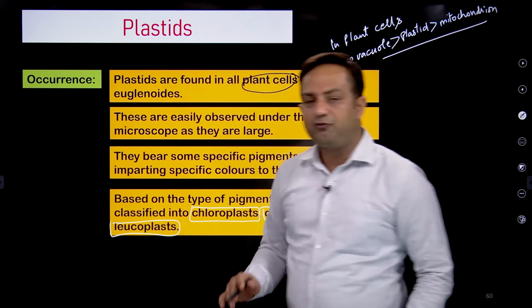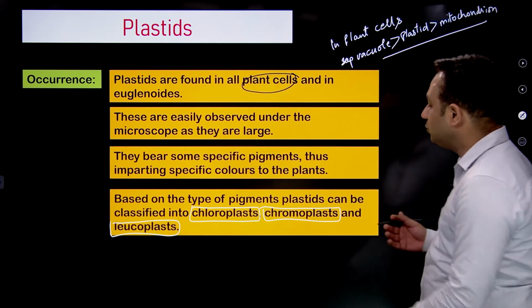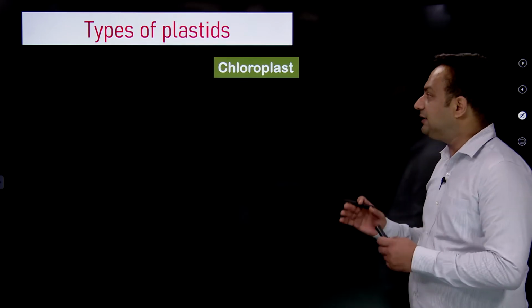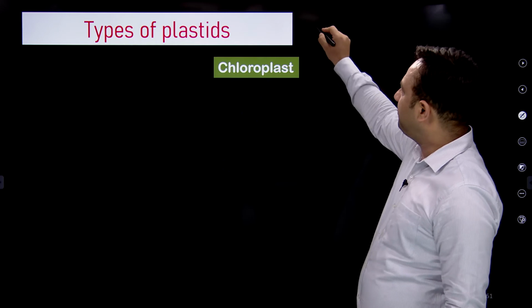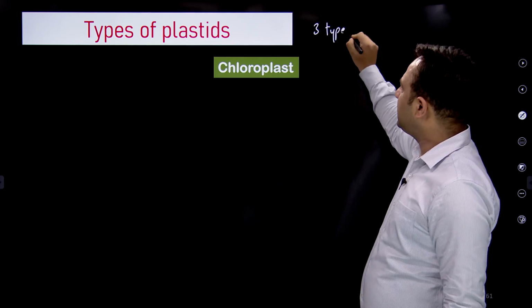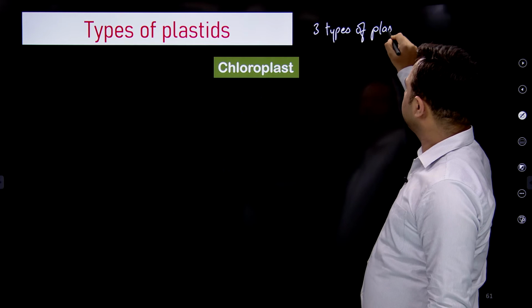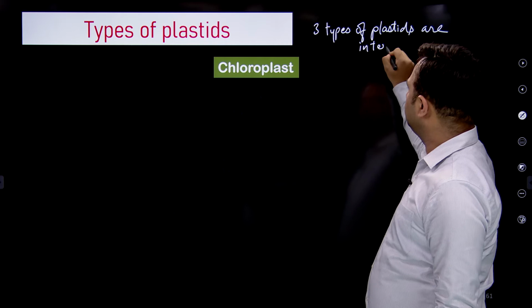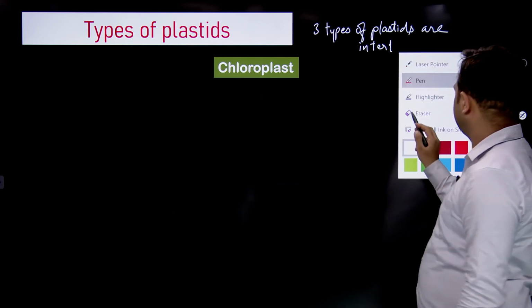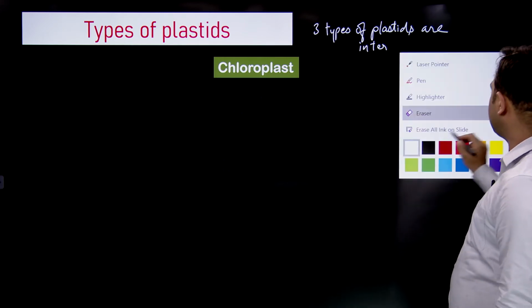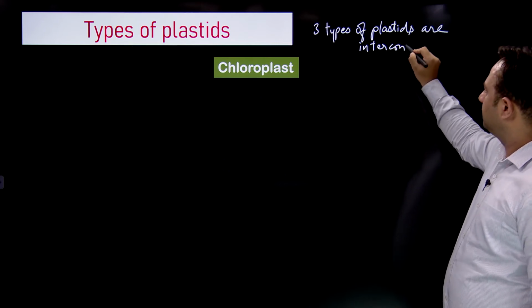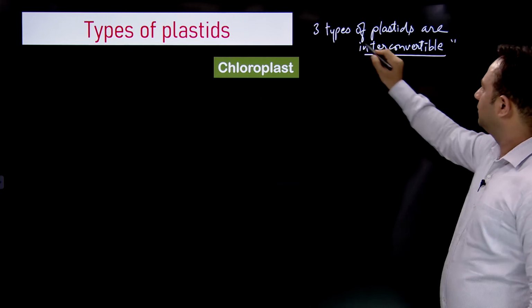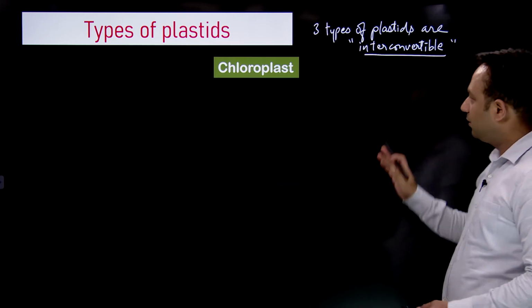But wait, before I move to the next, you need to know how these plastids originated. Plastids show interconvertible forms. The three types of plastids are interconvertible. Clear? The three types of plastids are interconvertible. Fine.